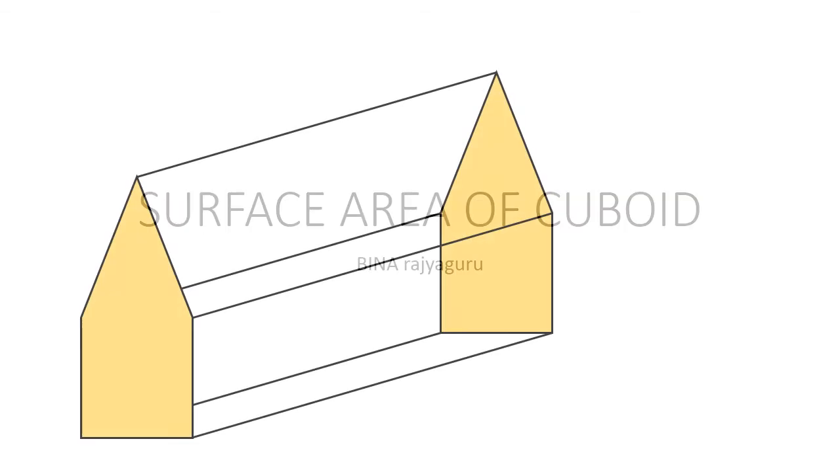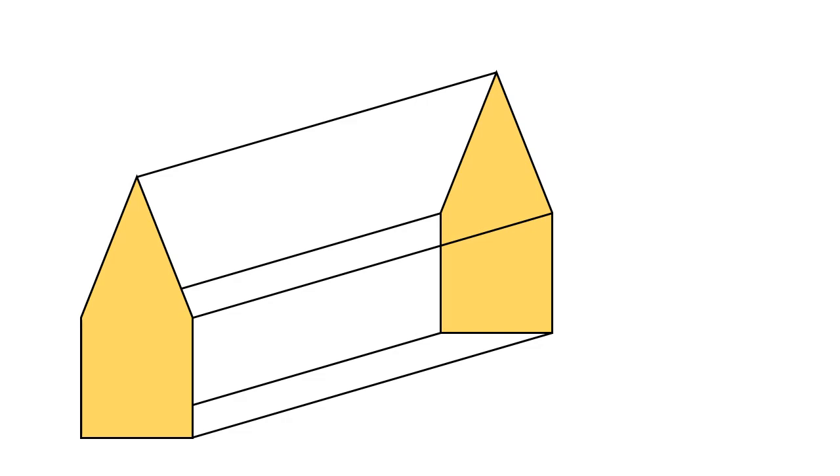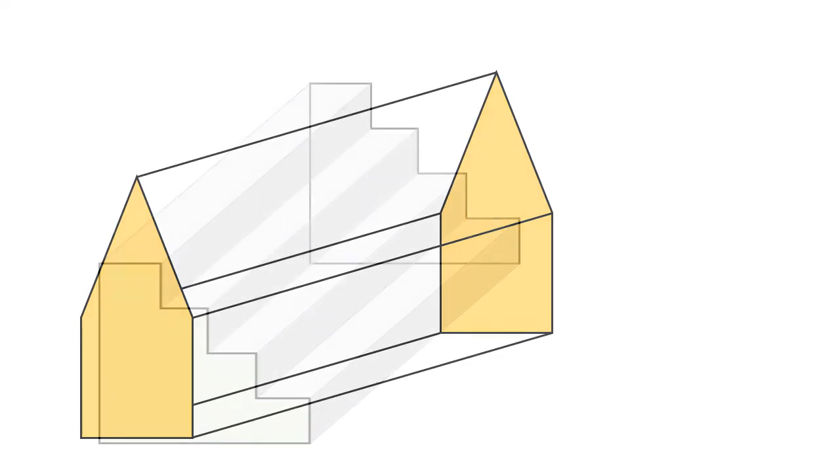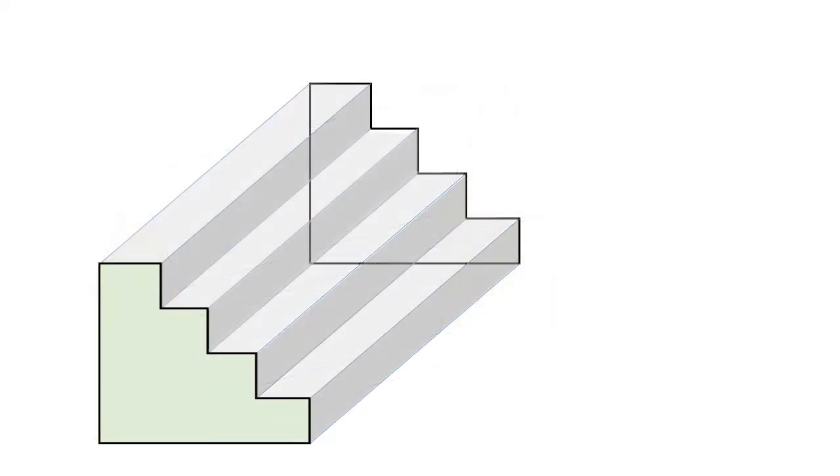Surface area of cuboid. In this video, we will see how we get the total surface area of cuboid, as well as lateral surface area of cuboid and the diagonal of cuboid. Cross section. Let's check a few examples of cross section. This is the second example of cross section. You can see it remains the same throughout.